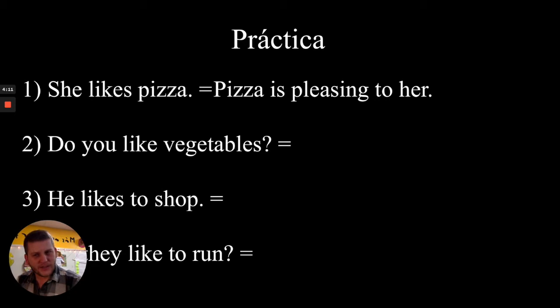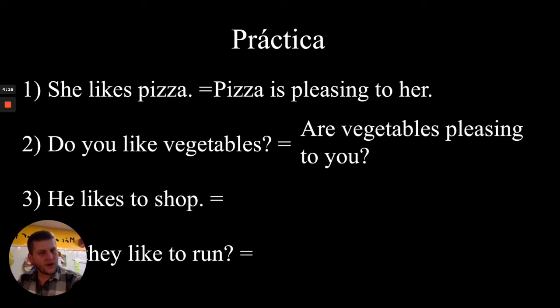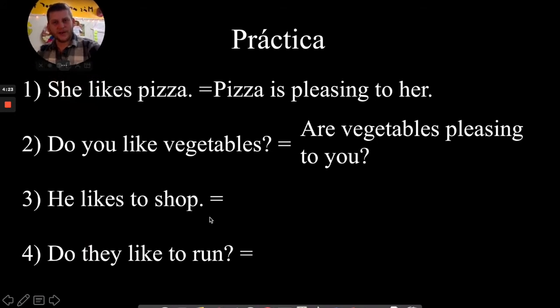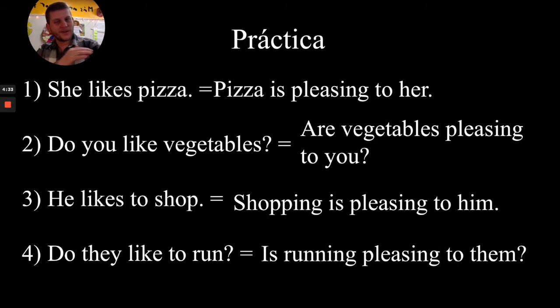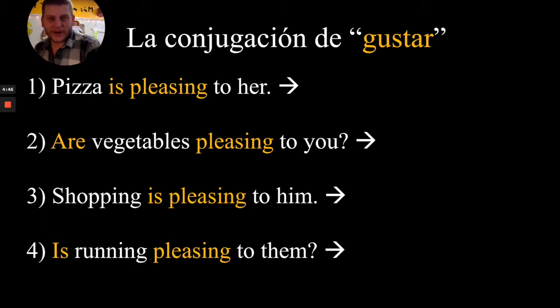Do you like vegetables? Let's switch this around. Give it a shot. Are vegetables pleasing to you? He likes to shop. Let's switch it around. Shopping is pleasing to him. Do they like to run? Is running pleasing to them? So these sentences on the right will be able to translate pretty directly. Here we go. Let's switch into Spanish.